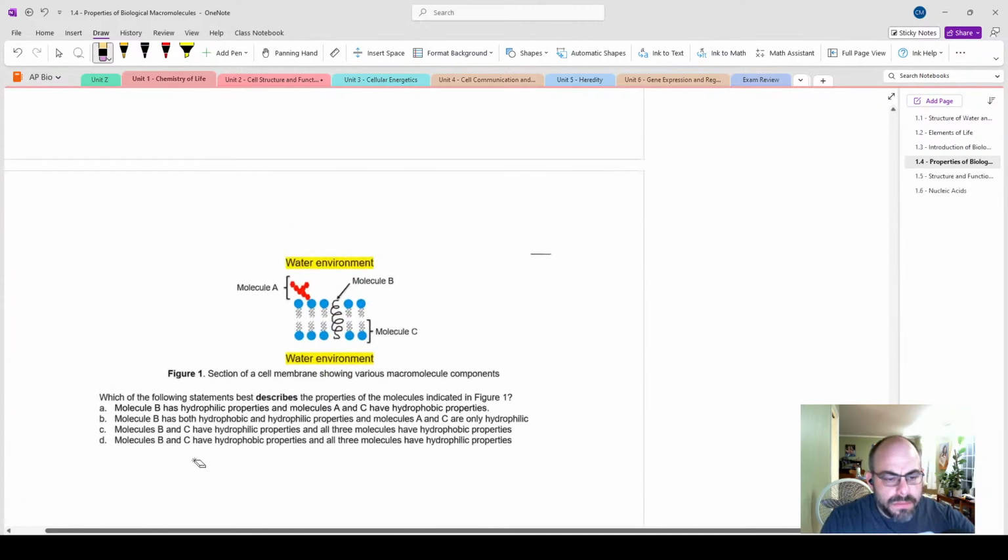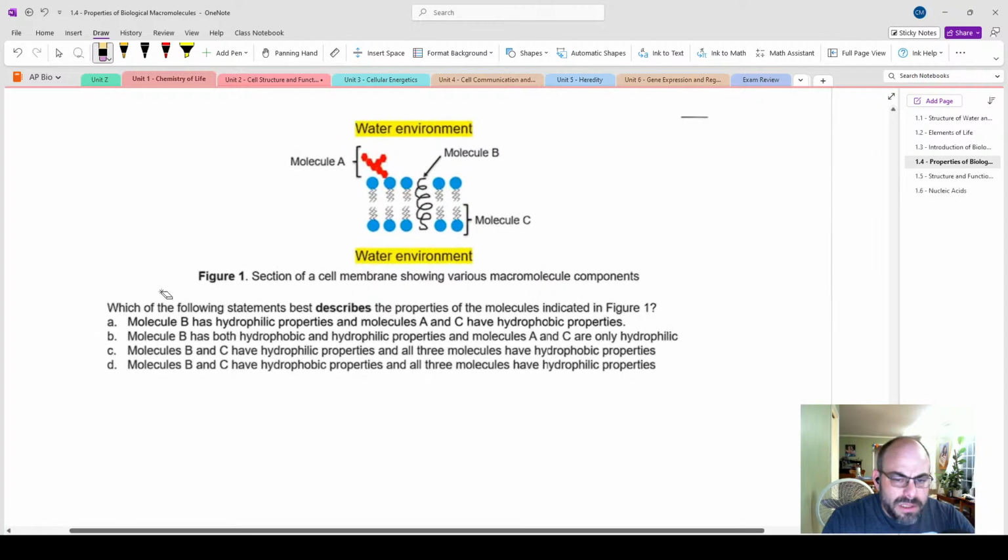Perfect. Okay, here's one. So, application. Perfect example. You're usually going to be given a sort of picture or something, and you've got to figure out what's going on. Water, there's some molecules, and then there's some other molecules. Which of the following best describes the properties of the molecules indicated in Figure 1?